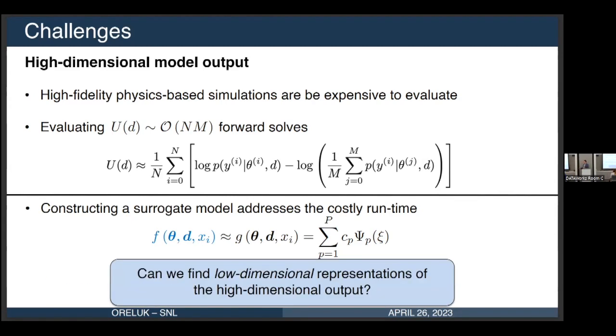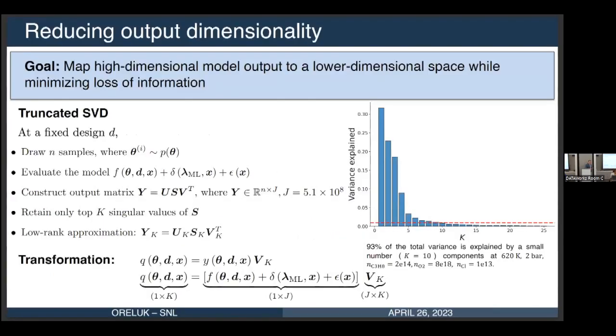And so we really need to strive for a low-dimensional representation of the output. We have this output, so can we compress the information in some meaningful fashion and then build surrogates in this low-D space? There are various ways you can do data dimension reduction. You can think of diffusion maps or autoencoders, and that's in fact what we started with, but good old SVD seemed to work quite well.